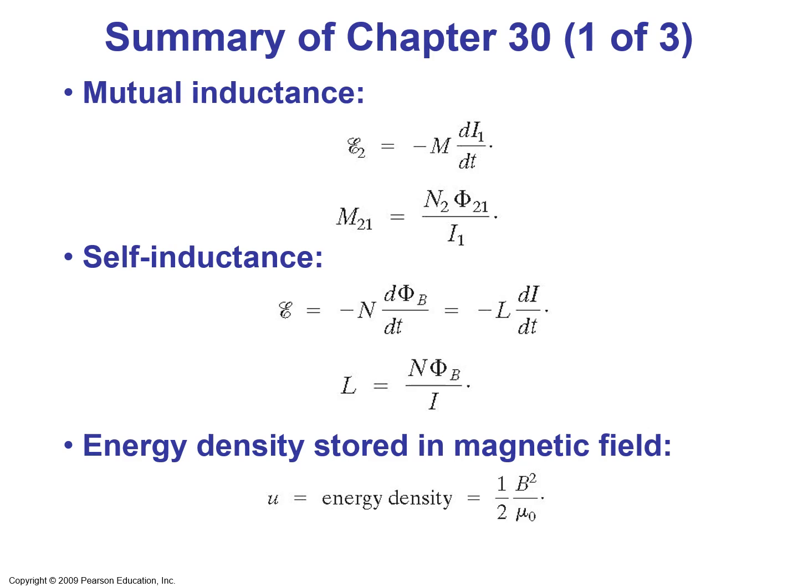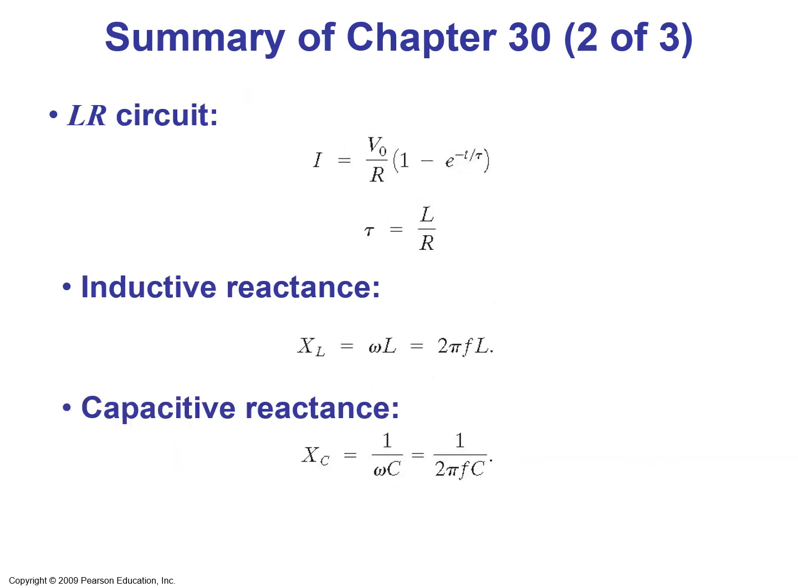Energy density stored in a magnetic field is given by 1/2 B squared divided by mu naught. In an LR circuit, I is equal to V naught over R multiplied by 1 minus e raised to minus t over tau, where tau is L divided by R. Inductive reactance, XL, is given by omega times L, which is the same as 2 pi f multiplied by L. Capacitive reactance, XC, is equal to 1 over omega times C, and is equal to 1 divided by 2 pi f times C.